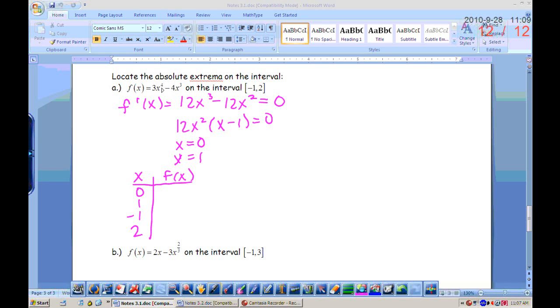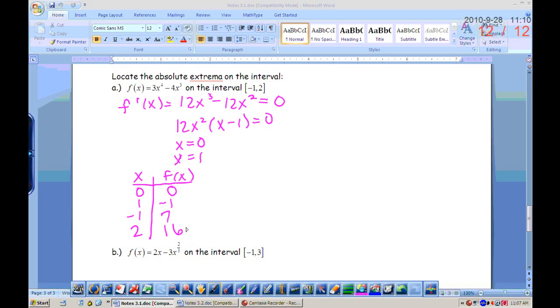So I'm going to plug 0 into the original function, and I get 0. I'm going to plug 1 into the original function, and I get -1. I'm going to plug -1 in, and I'm going to get 7, I think. And I'm going to plug 2 in, and you get 16. Very good. That was fast.